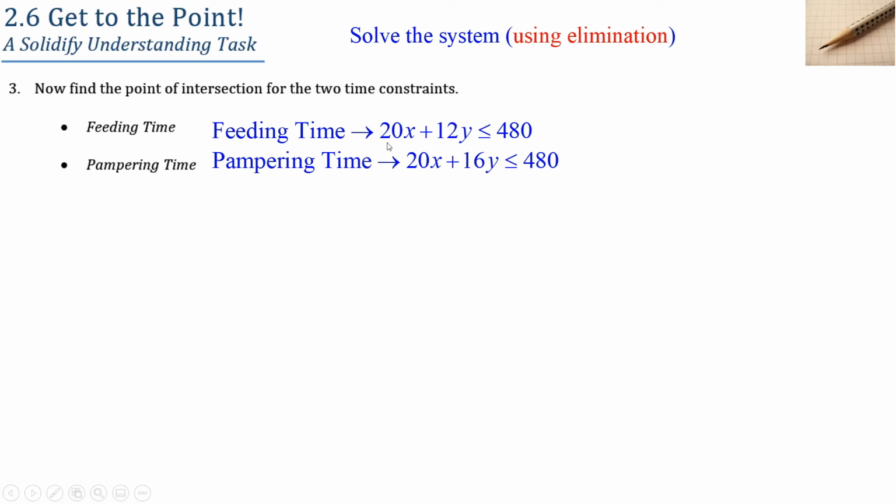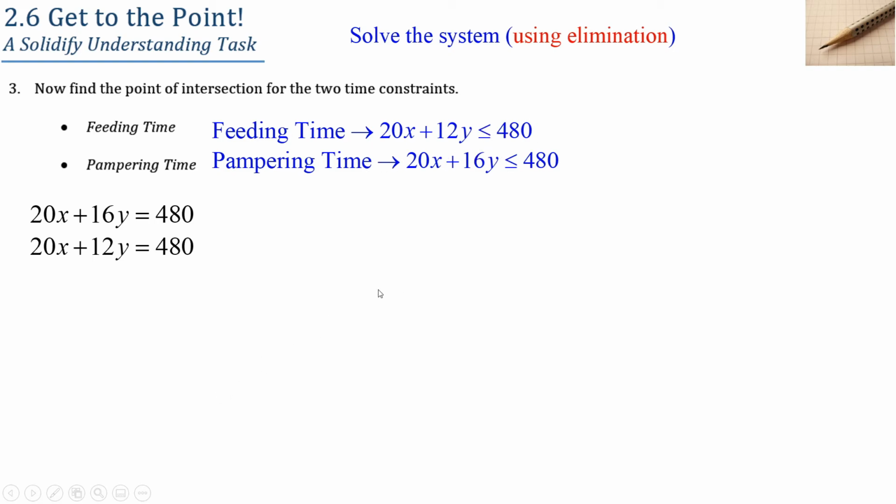Okay, so if I remember right, feeding took 20 minutes per dog and 12 minutes per cat every day. And we had 480 minutes total, 6 hours. And then pampering, and walking and stuff like that was 20 minutes per dog and 16 minutes per cat. And they also had less than or equal to 480 minutes or 6 hours. So there they are again. Now, elimination is my favorite method for solving a system of equations. And this one is set up really nicely for that. We're looking for the intersection points, so I don't need the inequalities.